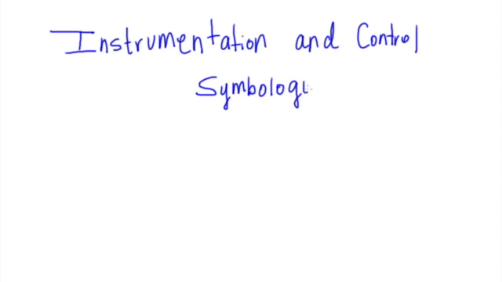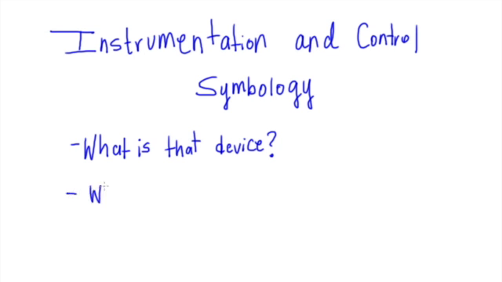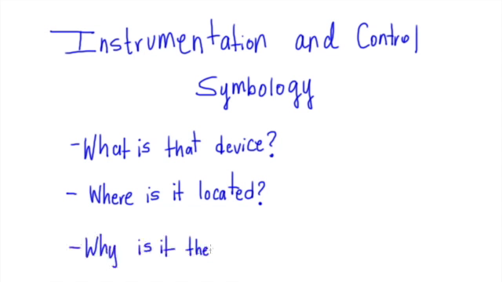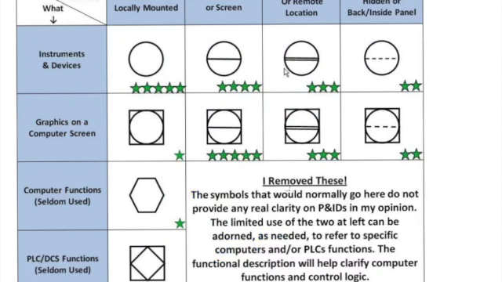So every time you see an instrumentation or control symbology, you can answer the question: what is that device? Where is it located? And why is it there? In this table for instrumentation and control symbols, we can see different figures, but the columns represent the position and the lines represent what it is.